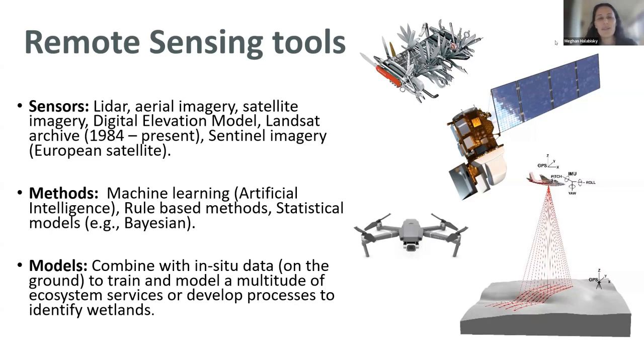Remote sensing really is just a set of tools, kind of a grab bag of different sensors. And then there are different kinds of methods, from the simple to the complex. And then it can be used for more complex modeling. Maybe that's combining it with a data set that you collect on the ground, in situ data, and using that to train and model ecosystem services or habitat or some sort of process in areas that you can't visit, across the landscape.